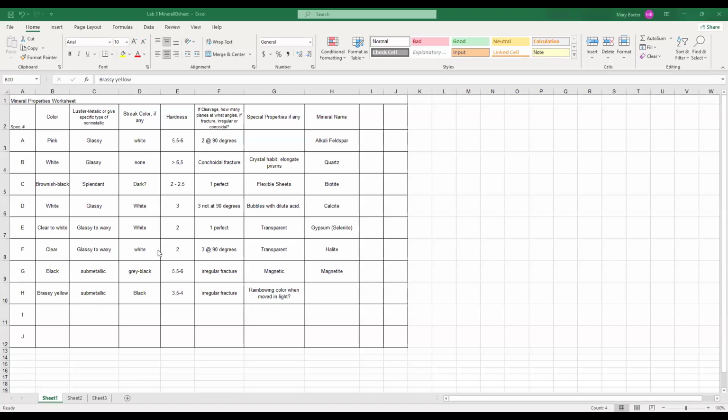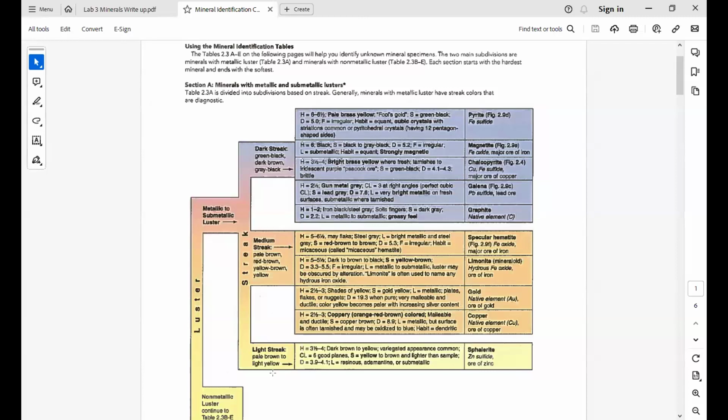So brassy yellow, it's got submetallic luster, and so we're going to use chart A again, true? All right, it's 3.5 to 4. It had a dark streak, so it's going to be up in this upper part. Let's see, it's not graphite, 1 to 2. Here's 2.5. This has middle grade. This is the one that had the cleavage 3 at right angles.